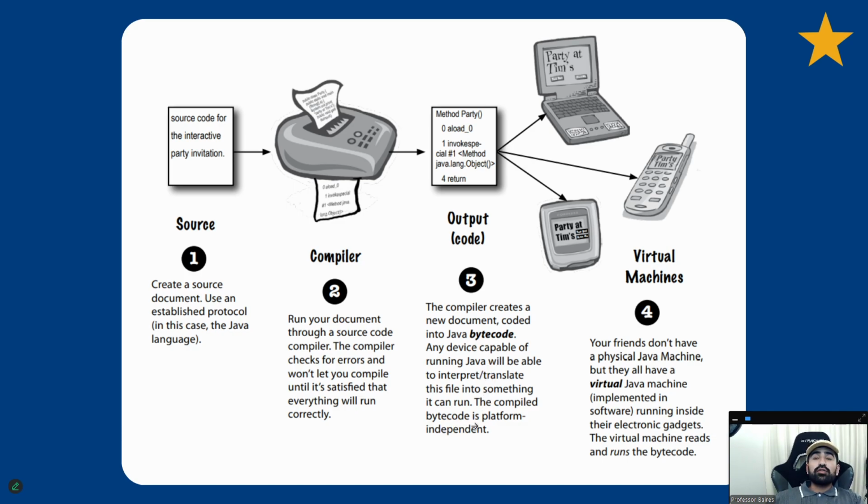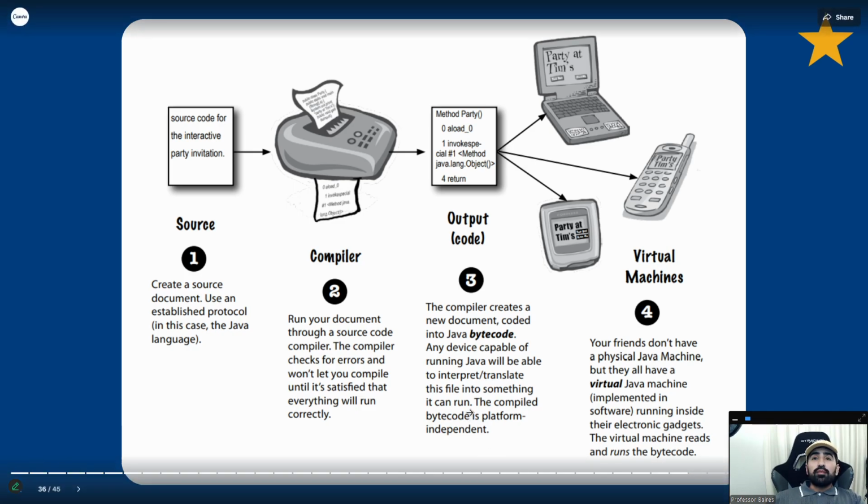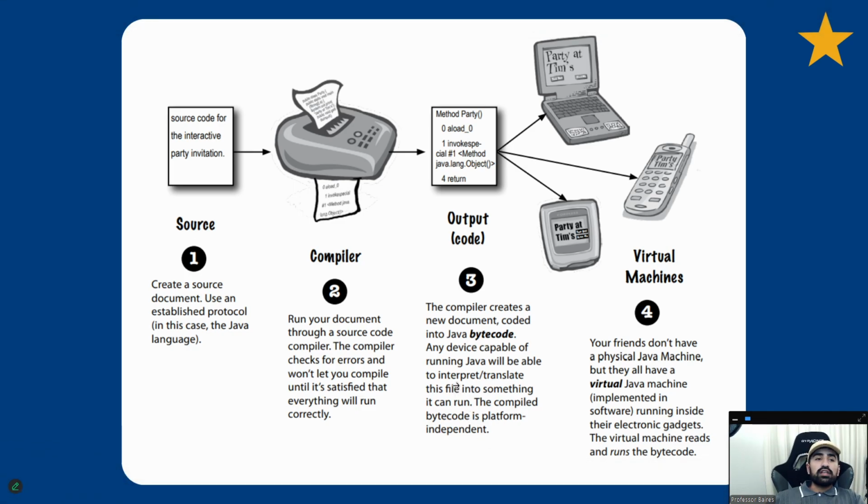So the compiled bytecode is platform independent. It doesn't matter if you're running on Mac, Windows, on desktop, on a server computer. Java code is write once, run anywhere, WORA. And then, of course, if we're going to actually run this code, we're going to need not a physical Java machine, but something called a Java Virtual Machine. That's just a piece of software that runs on your computer, and it makes it easier for your device to actually run the bytecode.